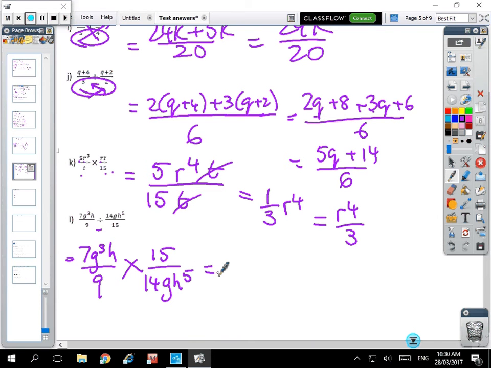Okay, then multiply through, or cancel, it doesn't matter, so I'll just do the multiply. 7 times 15 is 105. 9 times 14, 9 4s are 36, carry 3. 9 1s, so that's 126. And then across the top, g cubed h over g h to the 5.